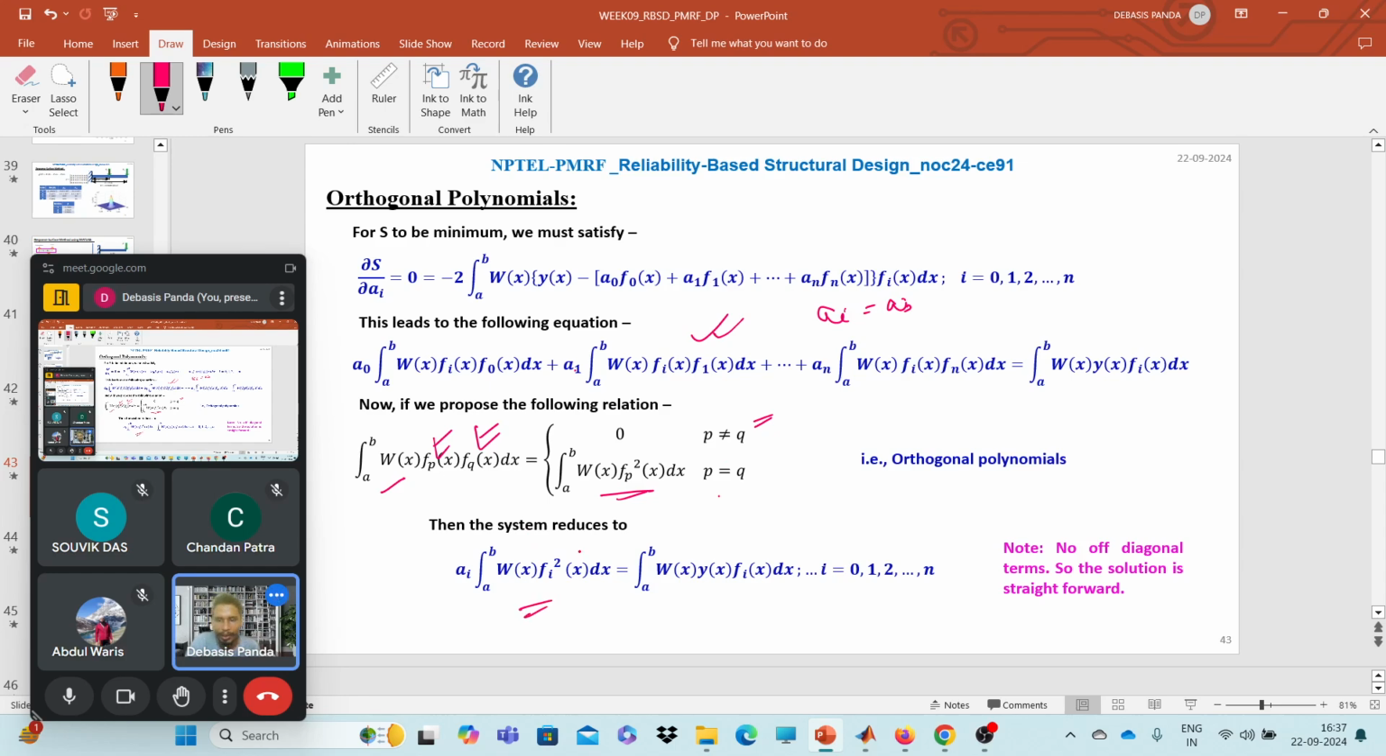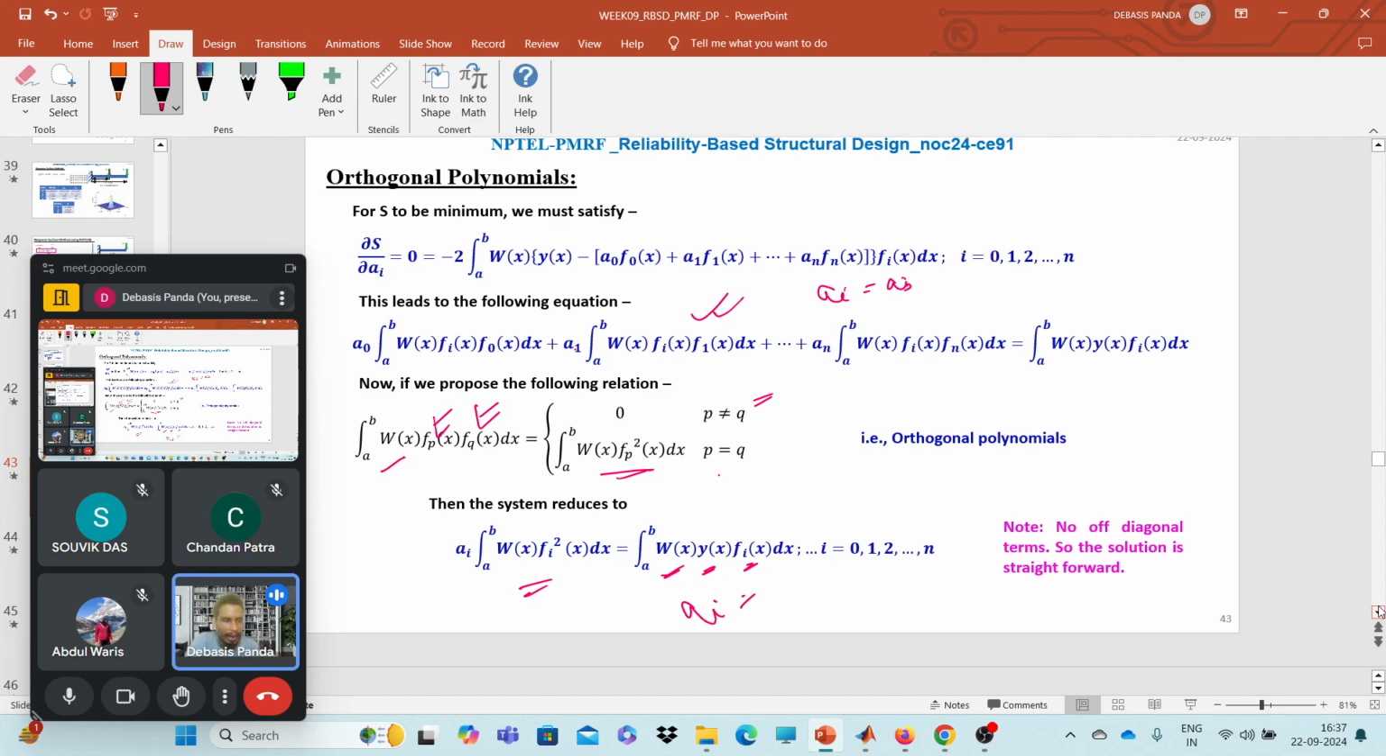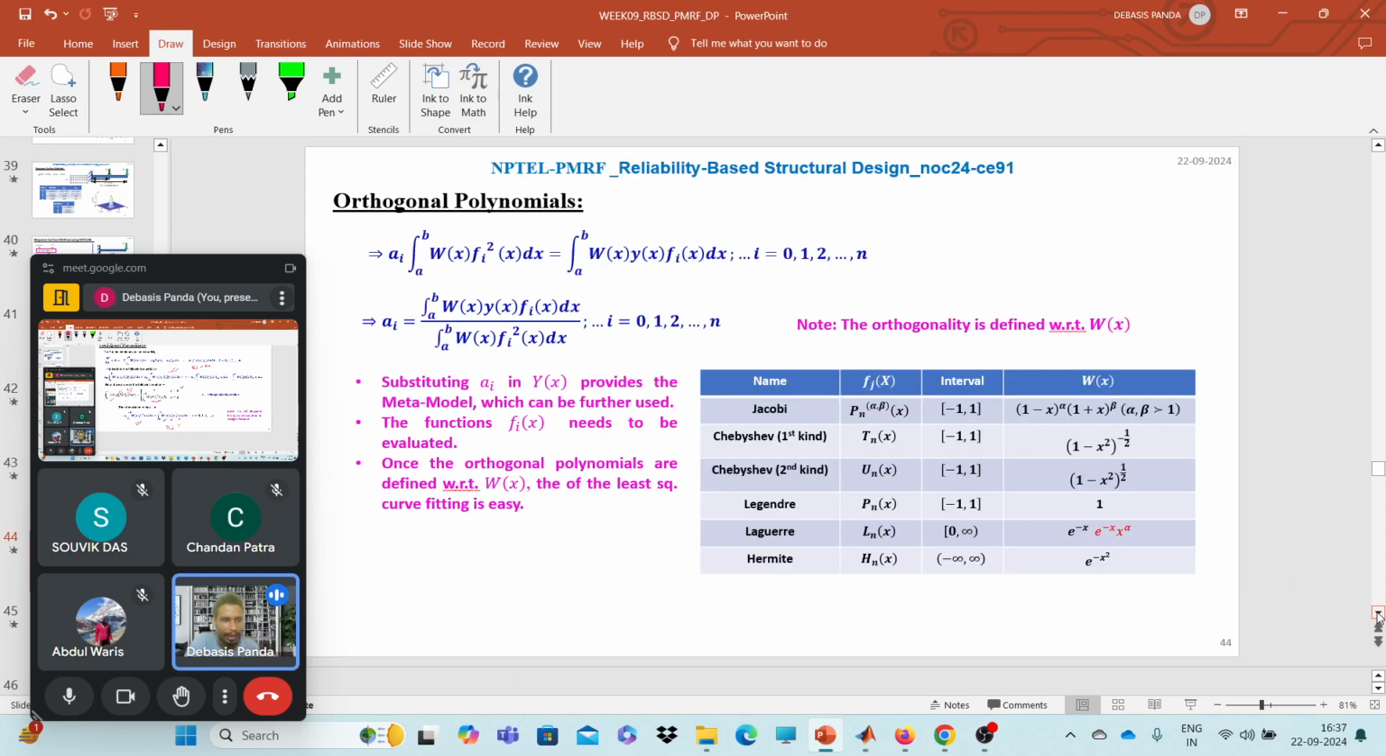So here look into it, we are left with only the i terms. That means one term, ai into summation of weight function into fi square dx, and weight function into y into fi x. Now if you solve for ai, you will have this handy and simple equation, and we don't need to solve that many simultaneous equations. So ai are nothing but the unknown coefficients, and we can easily solve using this function.